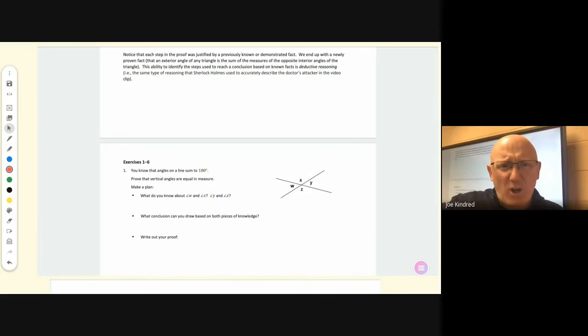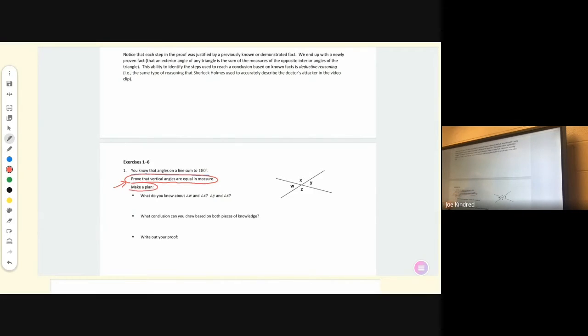It's kind of like Sherlock Holmes and the idea of he just kept putting facts upon facts and proving them based on what he knew to be true. And so we're going to do this here in number one. So let's start with number one here that we have to create on our own. First of all, you know that the angles on a line sum to 180. We know this. It wants us to prove that vertical angles are equal.